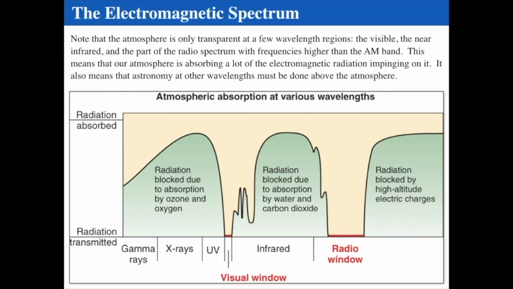And way, way, way in the far radio, in the extraordinarily long wavelength radio, the radiation is blocked simply by there being high altitude electric charges way up in the ionosphere, so it really bounces off of them. All right, so there are two windows that make it down to the Earth: the visual light, which you and I use with our eyes, and radio, which makes it down to the ground.